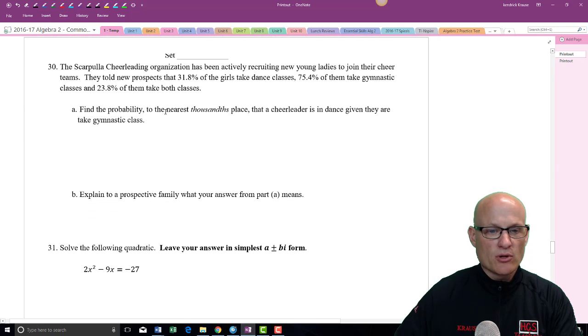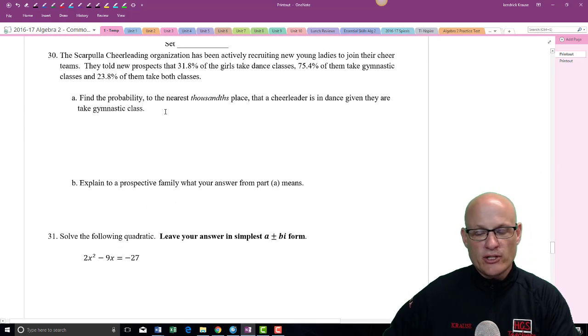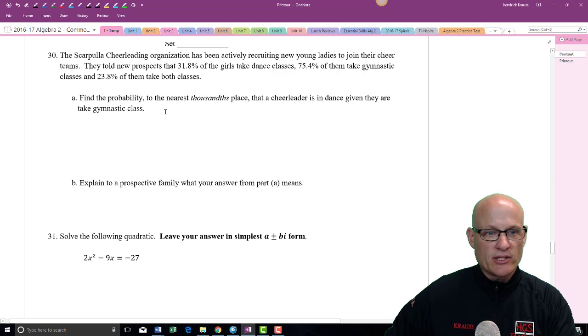The Scarpula organization has been actively recruiting young ladies to join their cheer teams. They told the prospects that 38.1% of girls dance, 75.4% of them take gymnastics, and 23.8% take both. Find the probability to the nearest thousandth that a cheerleader is in dance given that they take gymnastics class.